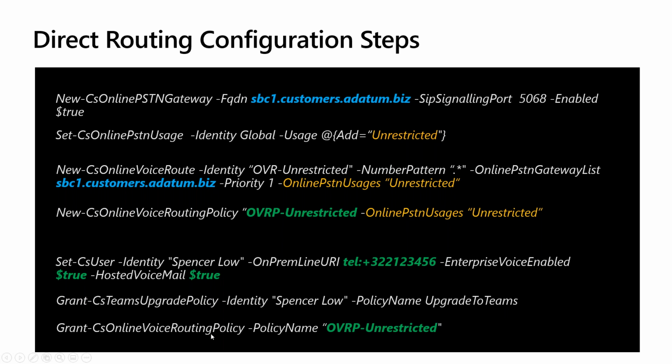And then the last part is we are going to give him a policy so that he's able to route to this gateway essentially. And so that means for every number, it's going to be unrestricted. We are going to route all the calls to this SBC. So this is everything you need to do, right? Setting up the SBC and the routing and then configuring a user.